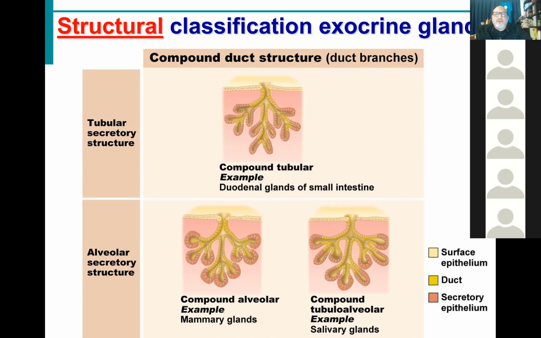So 8 multicellular structural classifications, but we can't forget about that single-celled gland. So 8 total structural classifications for exocrine glands. All right, questions on that?